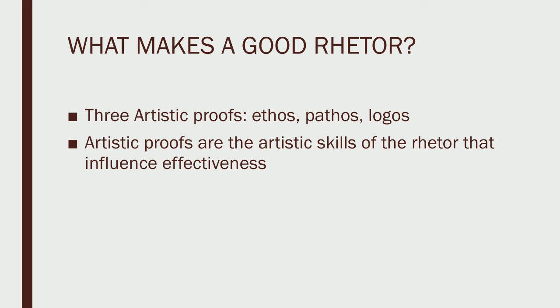Whenever we get into rhetoric, we think about what makes a good rhetor, right? So that's you. And we find that according to the classics, all the way back to Aristotle, they're ethos, pathos, and logos. We call those the artistic proofs, the skills that the writer needs to influence effectiveness. And when we come back, we'll talk through what they are.